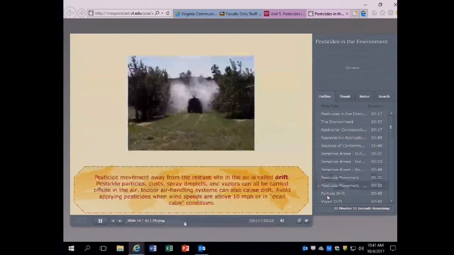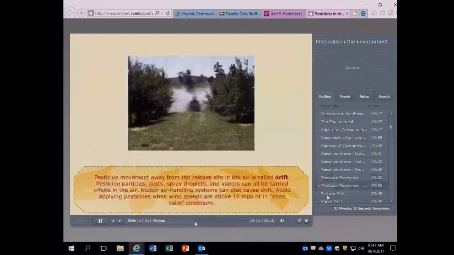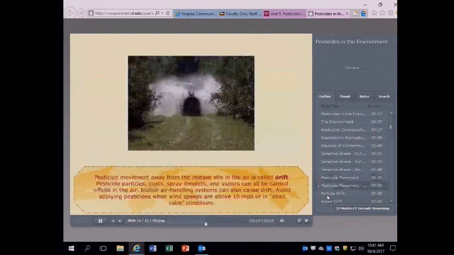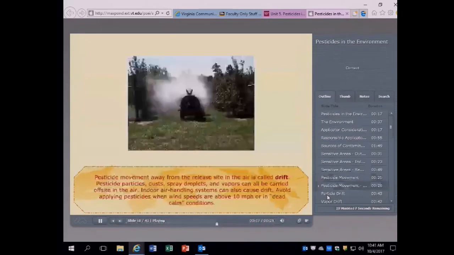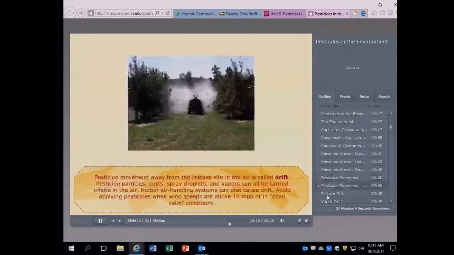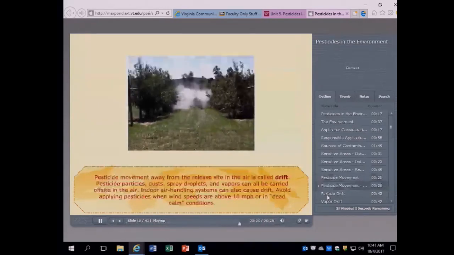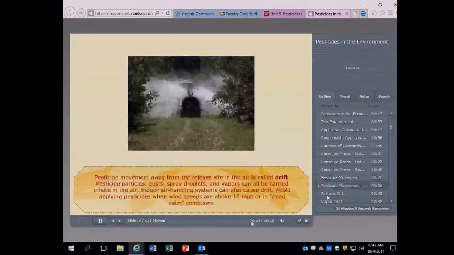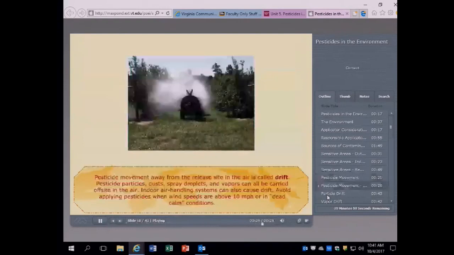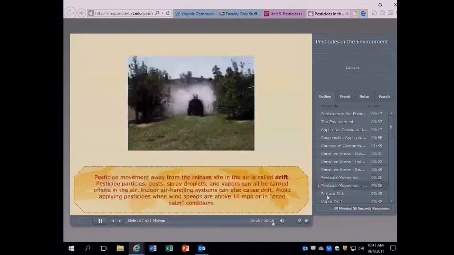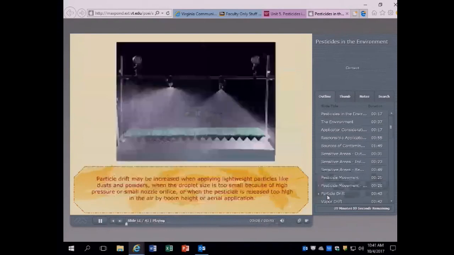People who mix, load, and apply pesticides outdoors usually are aware of the ease with which pesticides drift off-site. People who handle pesticides indoors may not realize how easily some pesticides move off-site in the air currents created by ventilation systems and by forced air heating and cooling systems. Lightweight particles such as dust and wettable powders are easily carried by moving air. Granules and pellets are much heavier and tend to settle out of air quickly. Small spray droplets also are easily carried in air currents.